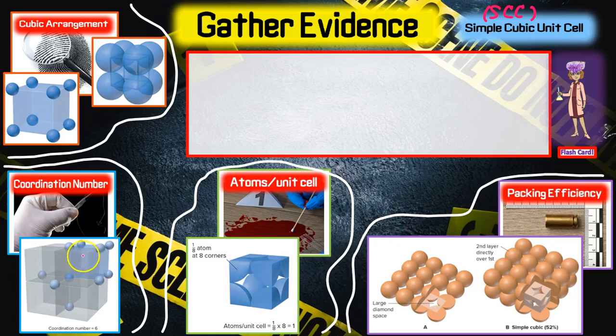But to make those diffraction patterns easier to see, we're going to use spheres to represent different particles. For us, that's going to be atoms, and lines between those spheres to show the cubic structure. The first piece of evidence is the cubic arrangement of the unit cell based on the crystal lattice's repeated pattern.